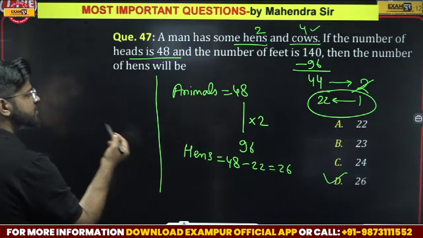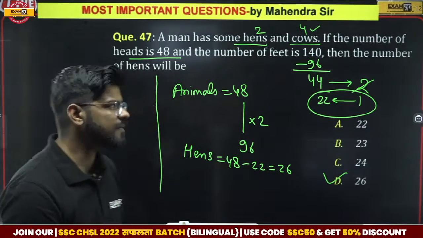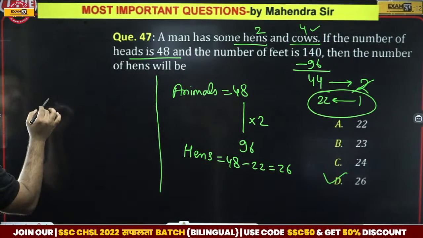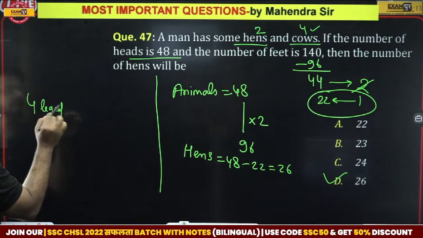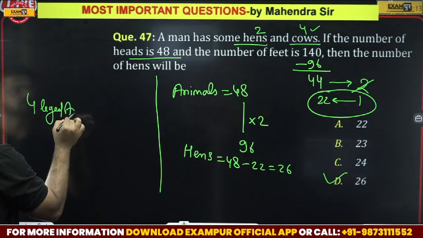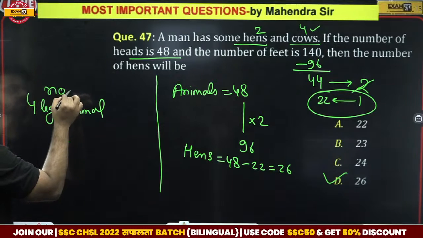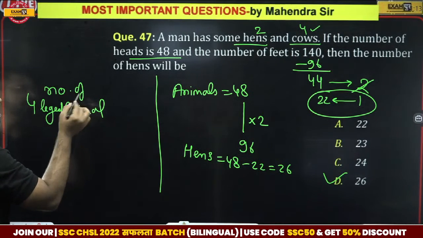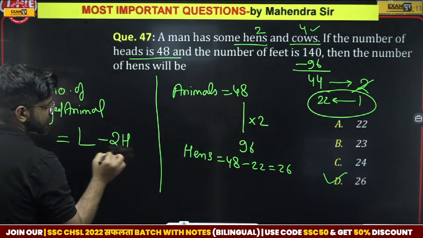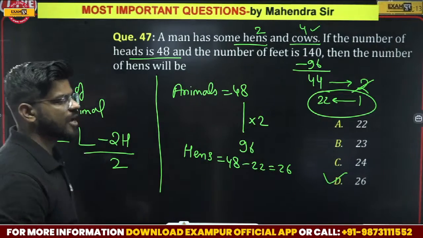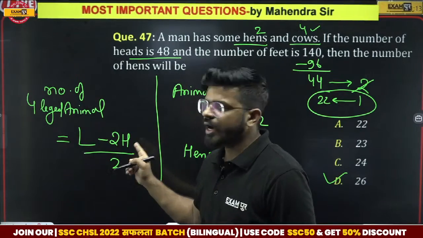So there is a simple formula if you want to learn, because these types of questions are very regular, and this has a pattern. You will get the number of four-legged animals from this formula. The number of four-legged animals equals (legs minus 2 into heads) divided by 2.